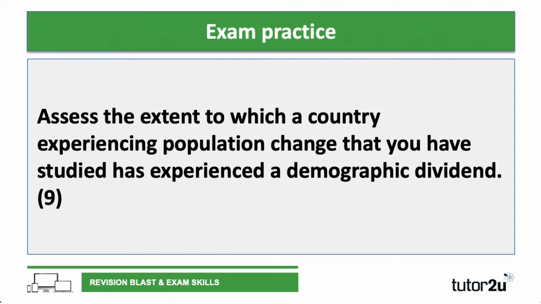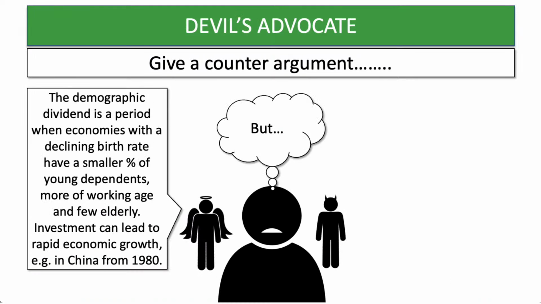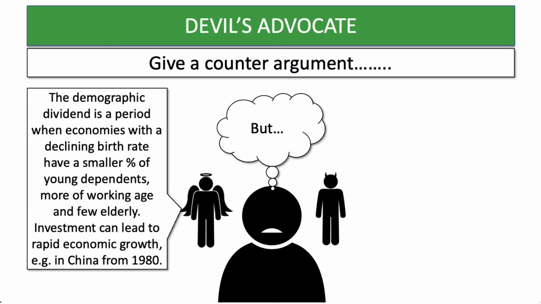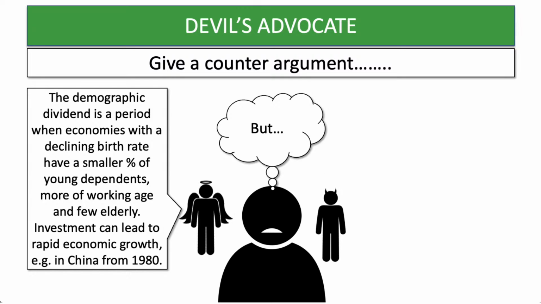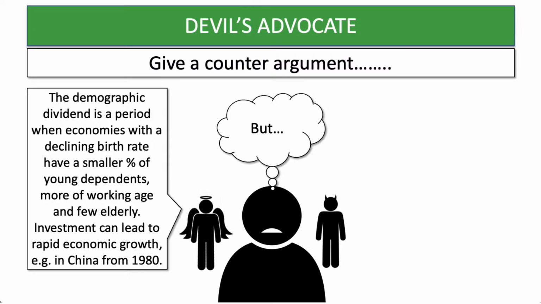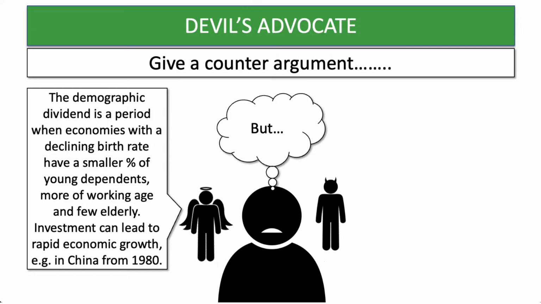So the question is a 9 marker again. Assess the extent to which a country experiencing population change that you've studied has experienced a demographic dividend. Demographic dividend. Now, of course, for this, you do need to know what demographic dividend means. And I think our next slide is going to help us with this. And it's also going to remind you that you do need a counter argument. It might be your penultimate paragraph, but you do need a counter argument as well as some agreement with the question, depending on where your views are. But you need to reflect differing arguments.